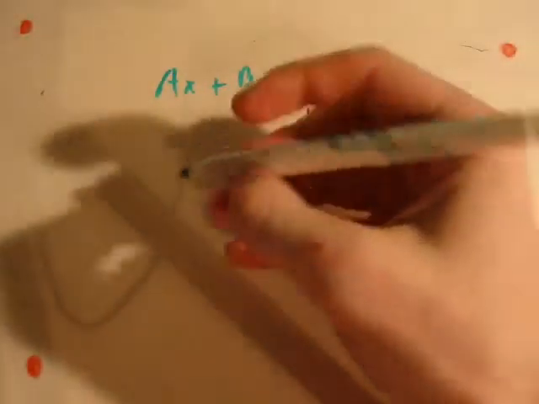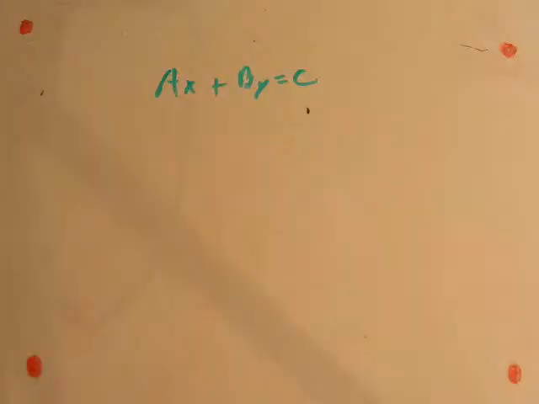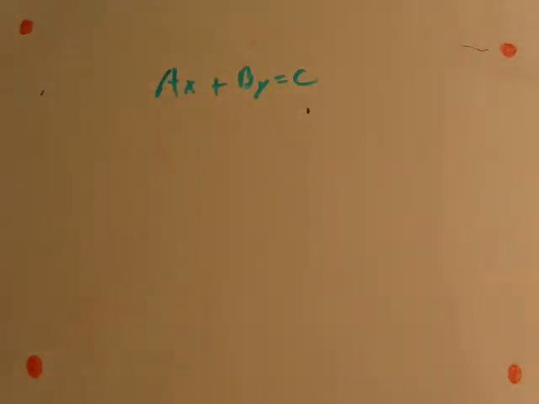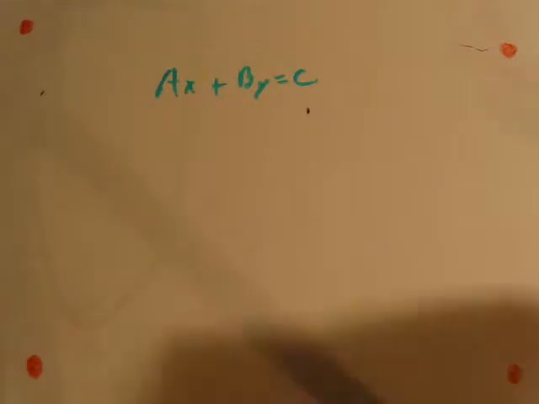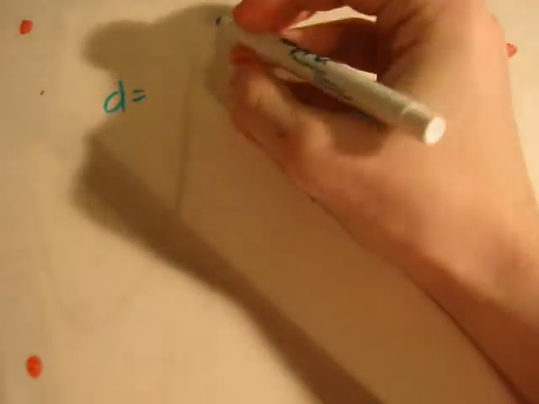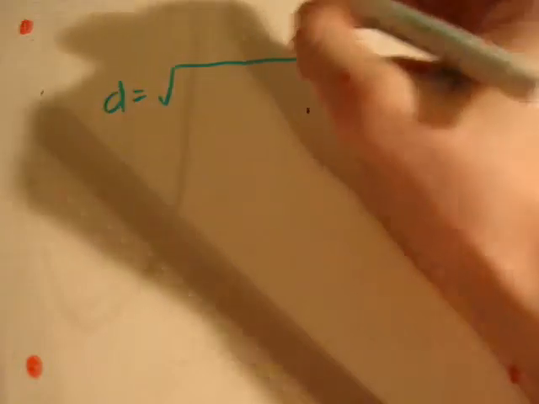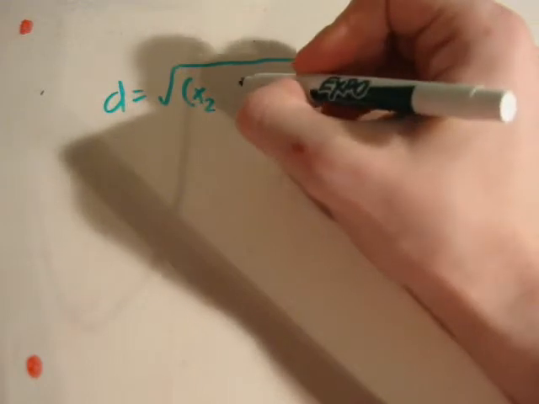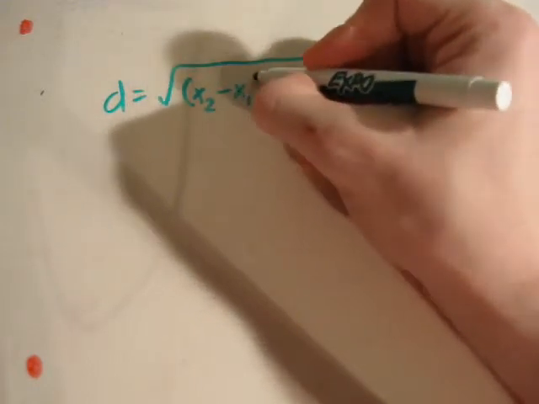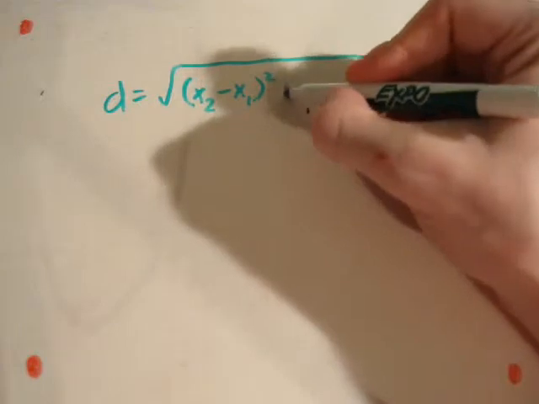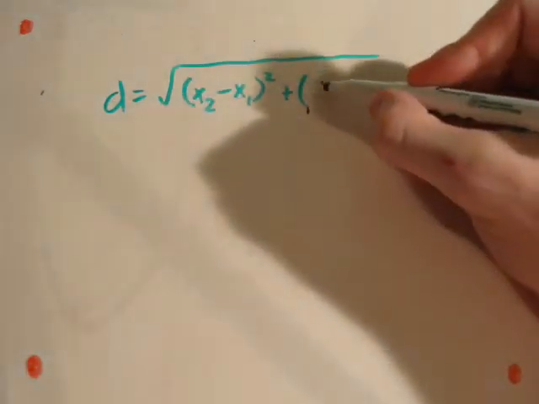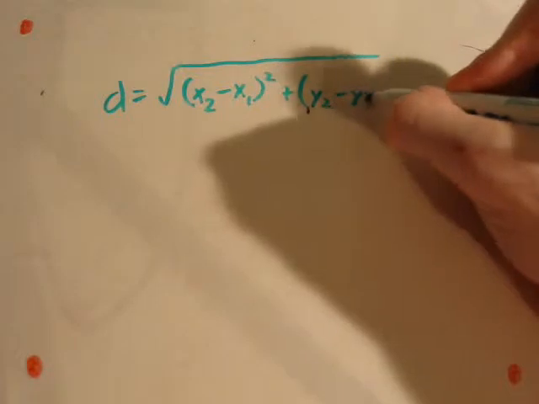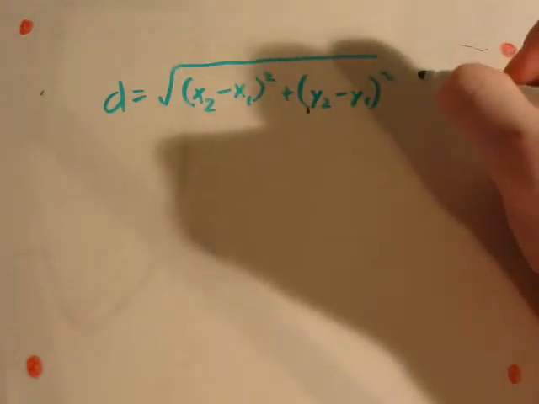Now, let's say we've got a couple points from which we need to find the distance between. The distance formula is the square root of your second x coordinate minus your first x coordinate squared plus your second y coordinate minus your first y coordinate squared.